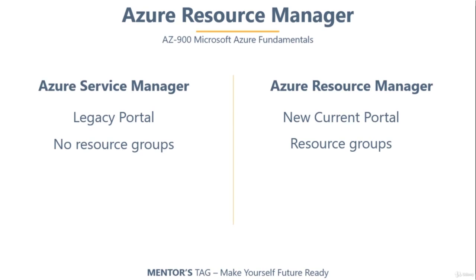Now if I compare these ASM and ARM models, Azure Service Manager was followed by the legacy portal, in which there was nothing like a resource group. At that time, things were organized based on the type of that thing. Like all the virtual machines would be grouped into one particular category, all the web apps would be grouped into another one, while in the same way all the databases and storage would have some different categorization. Now in the modern ARM model, they have followed this as a logical grouping.